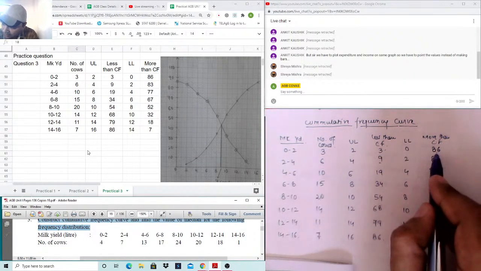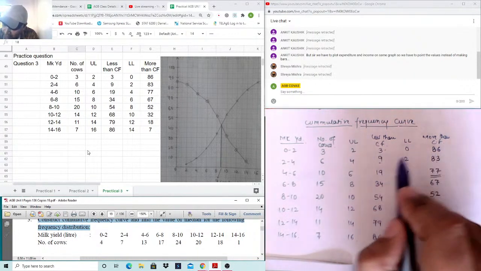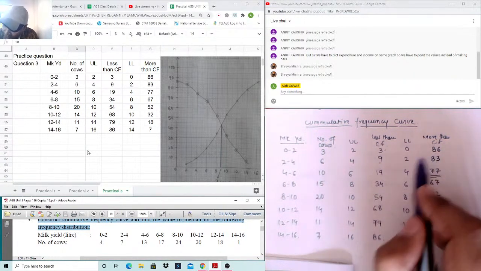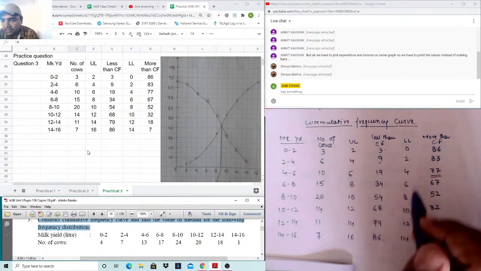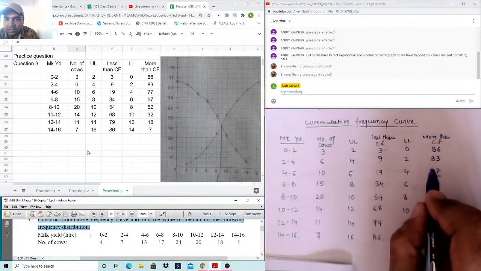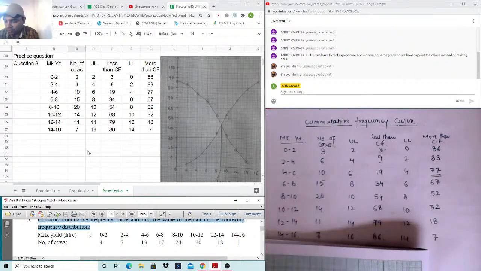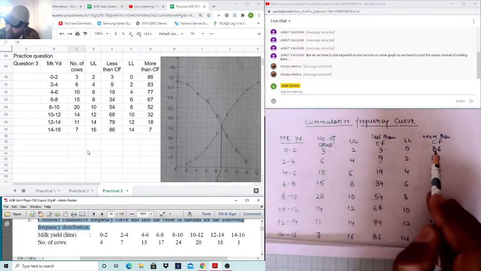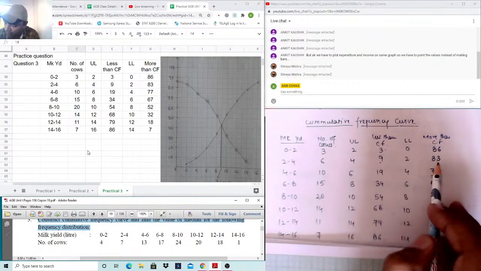Or the other way is that from this 86 you subtract 3, so it will come 83. Then again from 86 you subtract this 9, then this is 77. Then from 86 you subtract this 19. This is how it comes. So it is not like that every time. I think now your doubt is clear, and you have asked a very relevant question. When we are calculating more than frequency, we have to subtract these less than cumulative frequencies from 86, that is the total frequency, not from the subsequent value.